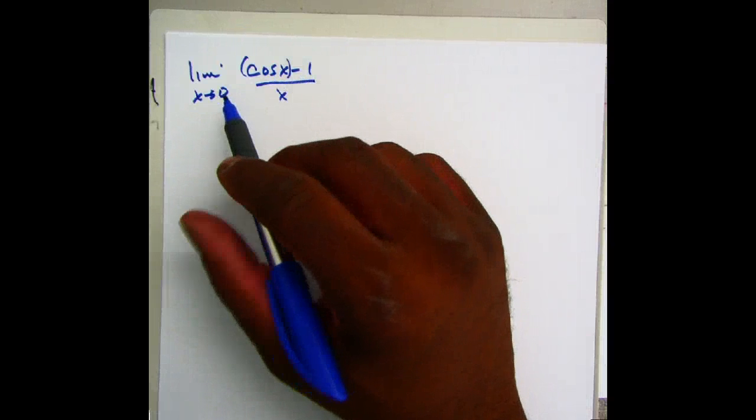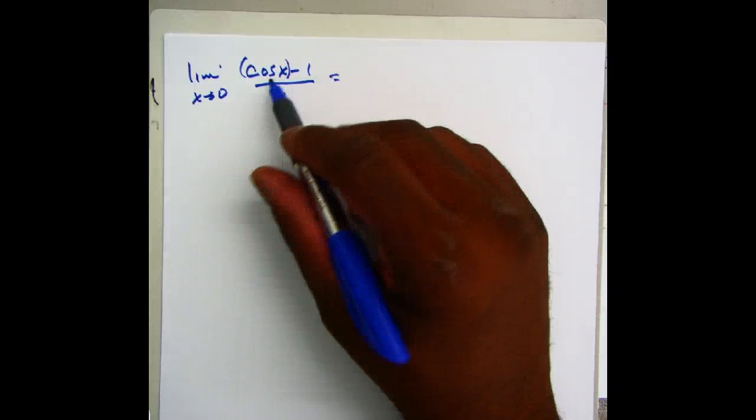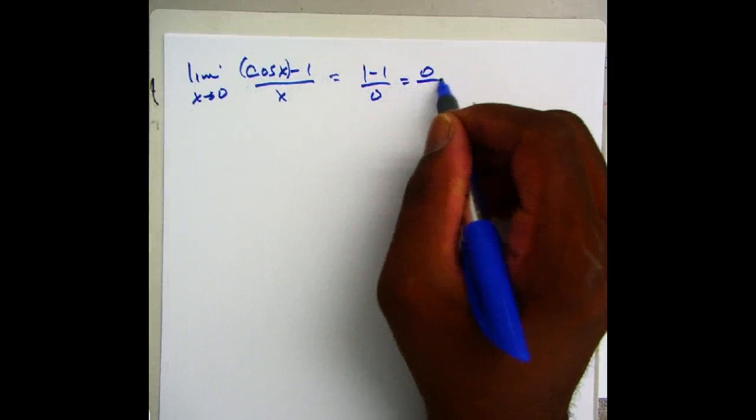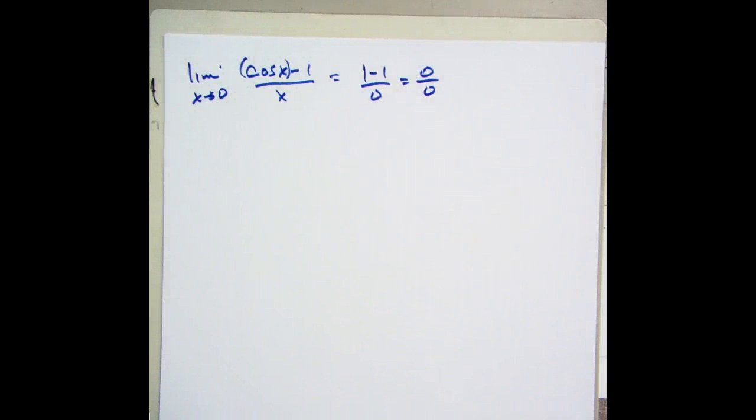Okay, so here when we substitute in a 0, cosine of 0 is 1. You get 1 minus 1 over 0. You end up with 0 over 0, so this is the indeterminate form.